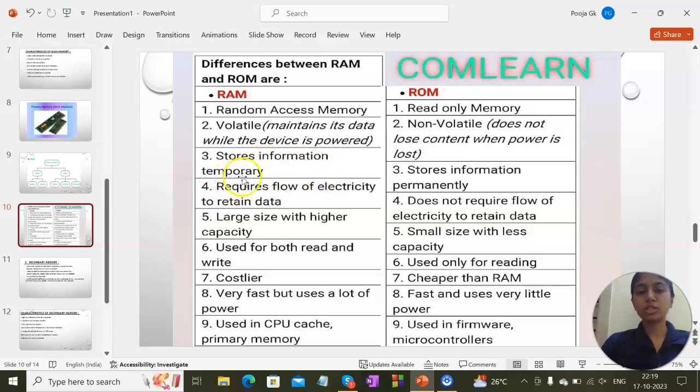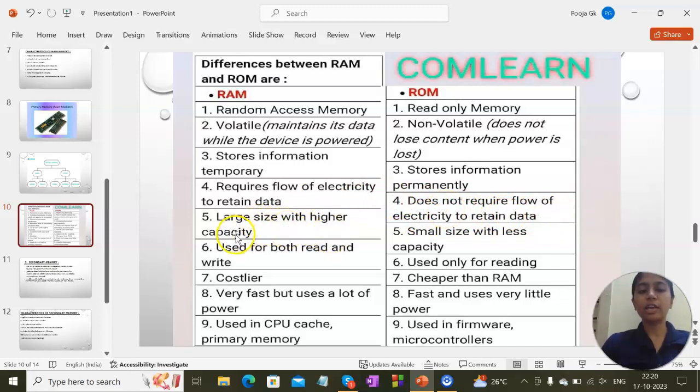In RAM, storage of information is temporary. It stores programs or data temporarily and requires a flow of electricity to retain data. ROM stores data permanently and does not require a flow of electricity.